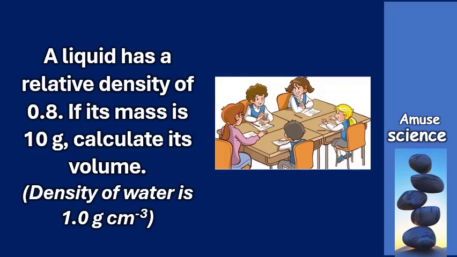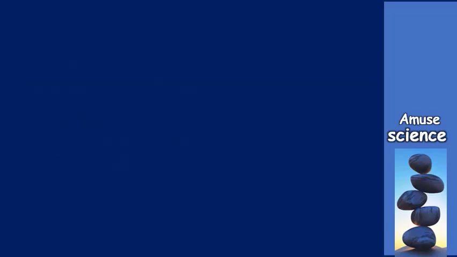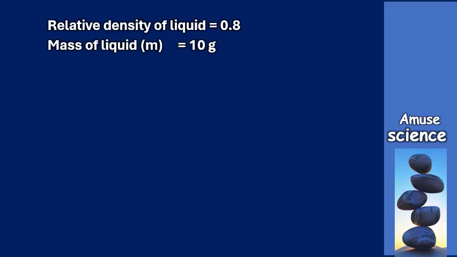Number 1, a liquid has a relative density of 0.8. If its mass is 10 grams, calculate its volume, and we have been given the density of water as 1.0 gram per cubic centimeter. How do we solve this question? We have been asked to calculate the volume of the liquid, and we know the mass of the liquid. In this case, we only need the density of the liquid for us to find the volume.